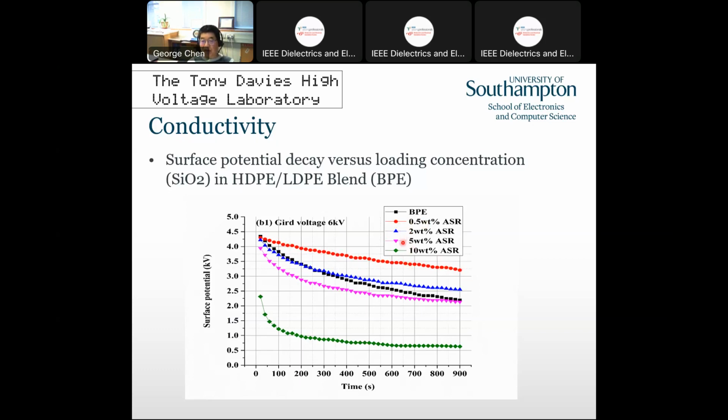But when we go to the high concentration, because of tunneling, the charge can move through the sample quickly, and therefore decays much faster. So this is the fast one, if we go to 10%, at the end of 900 seconds there is very little charge left in the system. So that's about the influence on the conductivity.